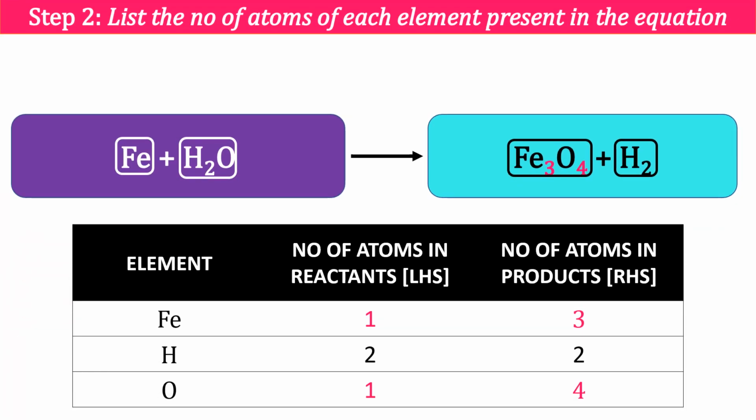Step 2. List the number of atoms of each element present in the equation. Iron has 1 atom on the reactant side and 3 atoms on the product side. Hydrogen has 2 atoms on the reactant side and 2 atoms on the product side. Oxygen has 1 atom on the reactant side and 4 atoms on the product side. The number of atoms on reactant and product side are not equal. Hence, the equation is unbalanced.